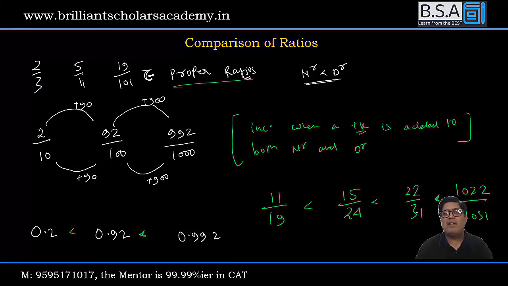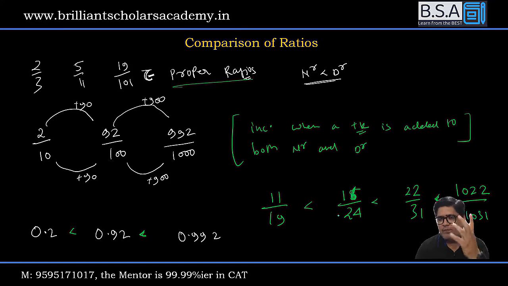There is one more way to learn this. What did I add here? I had 5 here with 16. Is this clear? Is the first statement clear? What is the first statement? A proper ratio will always increase when a constant is added to both.